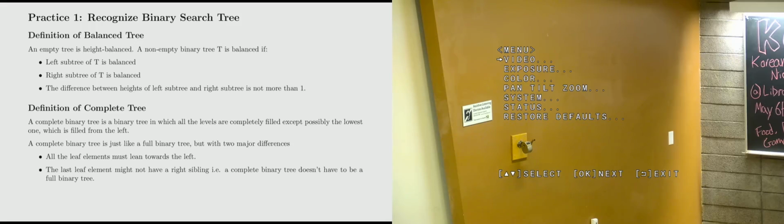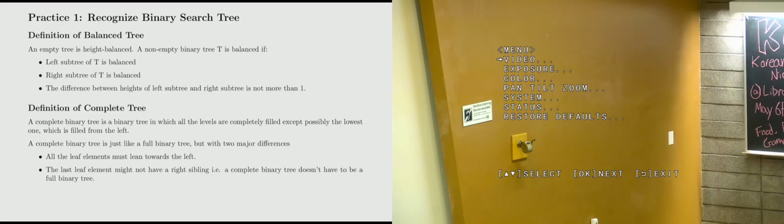There are 2 definitions. The first one is for balanced tree, and the second one is for complete tree. So the tree is balanced. Did the professor cover the balanced tree in class? Oh, kind of. So here is a formal definition of the balanced tree.